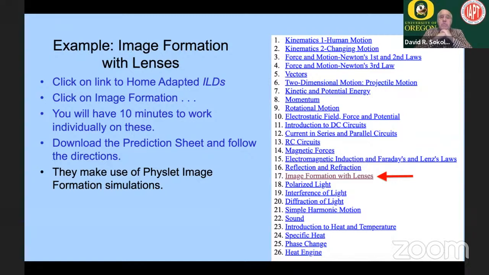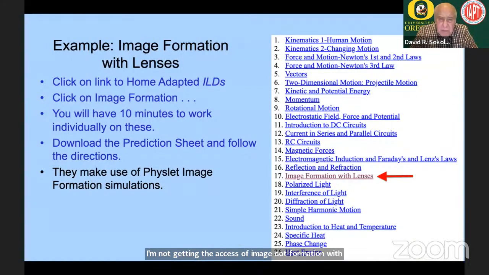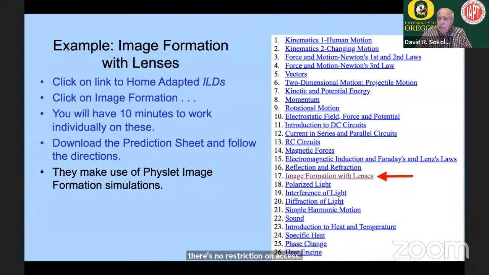Sorry, Mr. Sokolov, I could not get access to this. Sorry? How to get access to image formation with lenses? I can't understand what you're saying. I'm not getting access to image formation with lenses. This part. Okay, I don't know why you're not getting access because there's no restriction on access. Is anybody else having that problem? No.